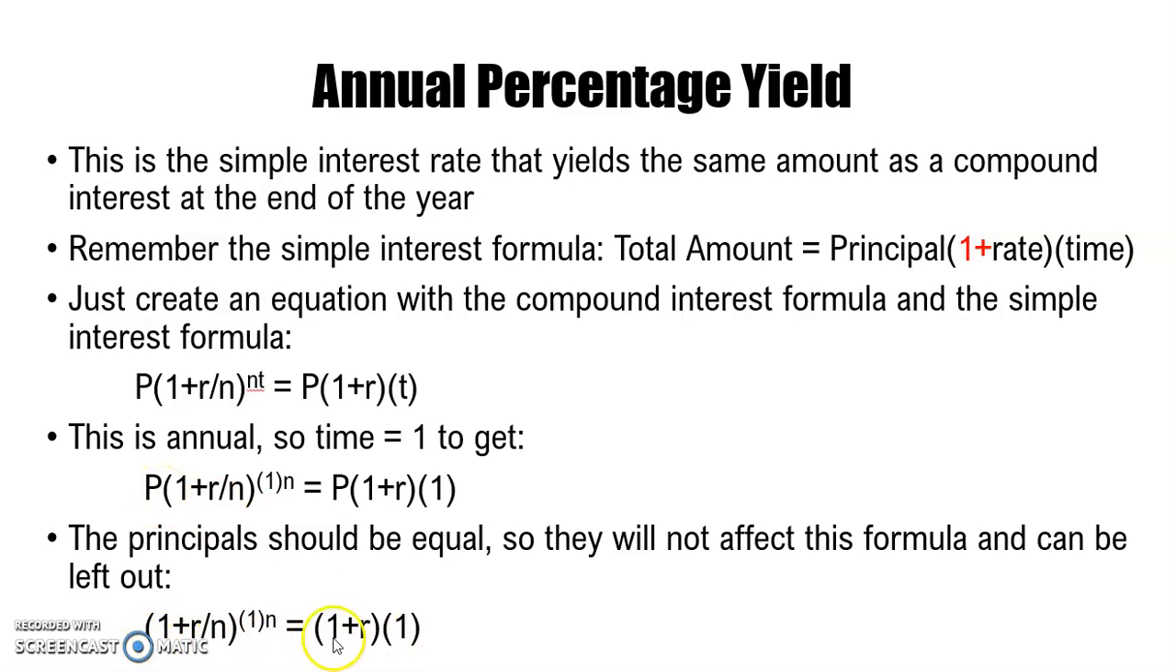So basically anytime they ask for APY, I can just use this formula down here. And remember, 1 times anything is just that anything. So technically these two 1s right here don't make a difference. So it's 1 plus R over N to the N equals 1 plus R. And that's what I have. So let's take a look at an example and see how you do with it.